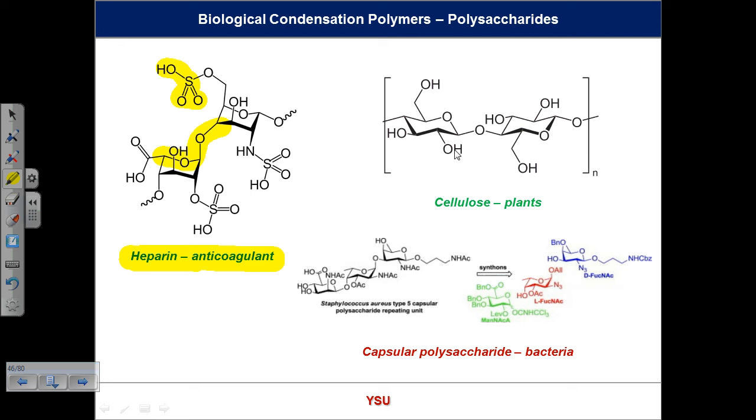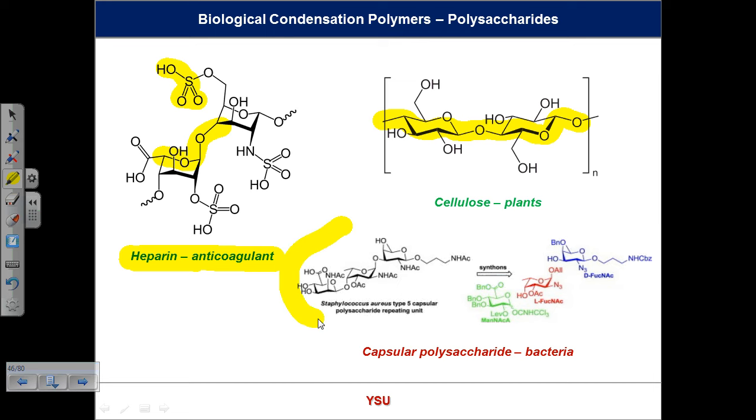Cellulose from plants. Again, if you can recycle my grass on my garden, I'd be very happy. You can take cellulose because guess what? That's glucose. If you can turn cellulose back into glucose, you've got a feedstock. Okay? That would help with hunger and things like that. If we could eat grass, that would be great. We can't. So you find these polymers all over the place.